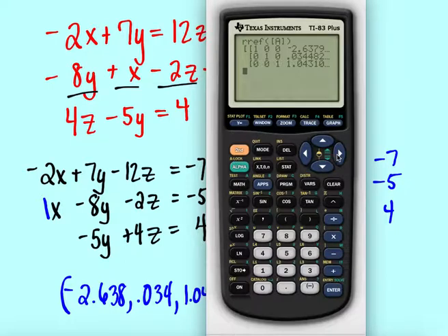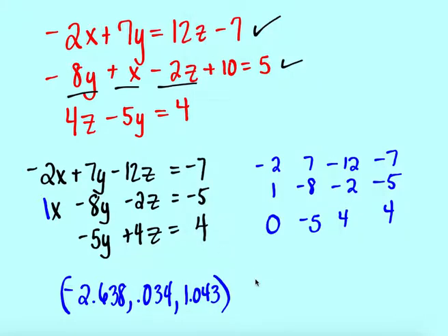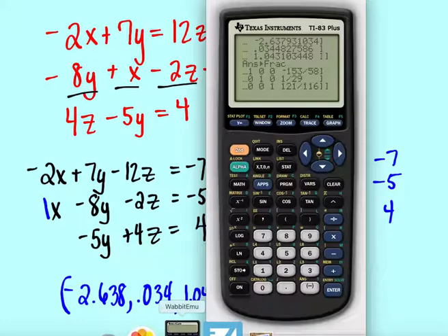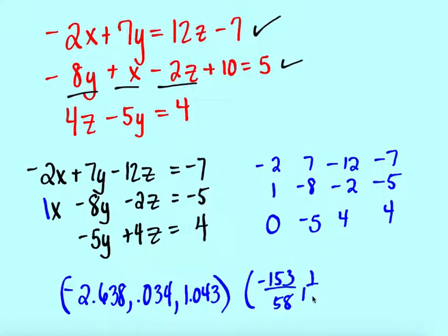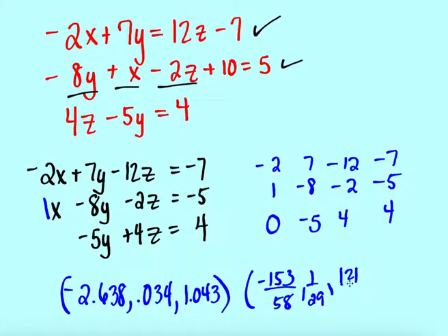Now, obviously, that's an approximation. If you scroll to the right, you can see more decimal points. You also have the option to hit math and stay on option 1, FRAC, which turns your answers into fractions, and notice that it goes ahead and puts all your answers in fractions. So we have negative 153/58, comma, 1/29, comma, 121/16, 1/16.